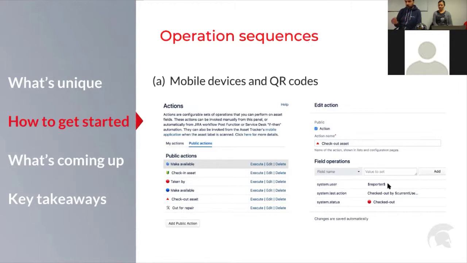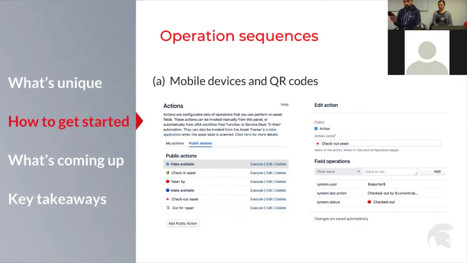In this case, it will need a context of an issue to which this asset has been linked to. Then it will update the fields last action, checked out by, and then also read in the current user, so the user that is logged in Jira, and change the system status to checked out. So what is it being used for?